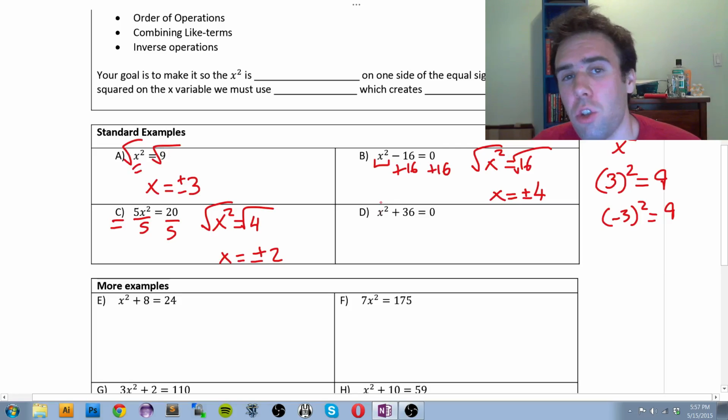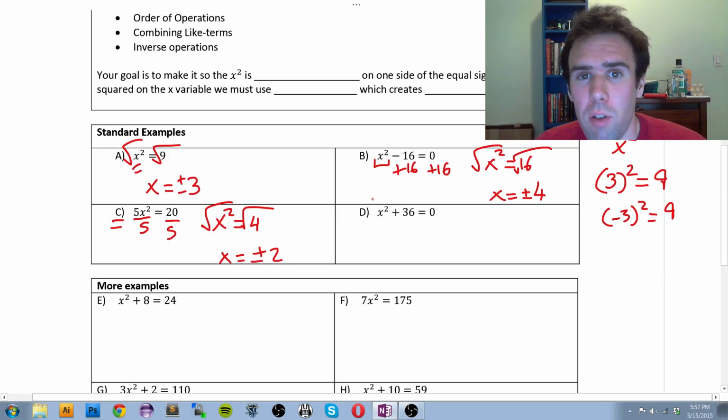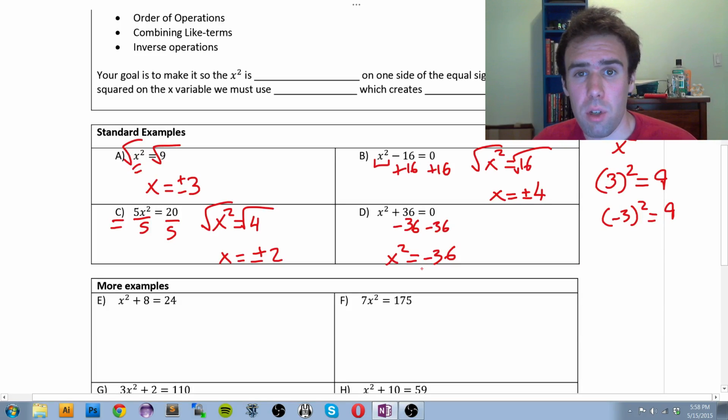D looks strikingly similar to the question right above it. However, there is one small twist there. You would say to yourself, alright, well, let's take away 36 so we can get our number on the other side of the equation. If x squared, however, equals negative 36, we've run into an issue.